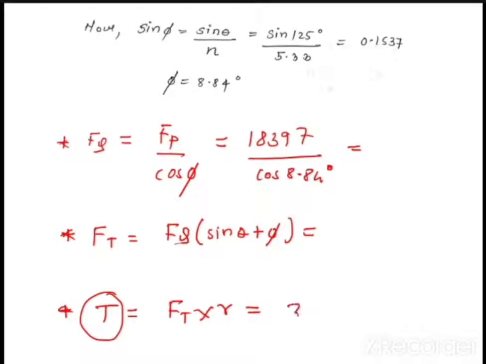So T you are getting 3021.6 Newton meter. Before that, first of all, calculate Fq and Ft. According to my calculation, Fq you will get about 18600 Newton, and Ft I think you will get 13530.